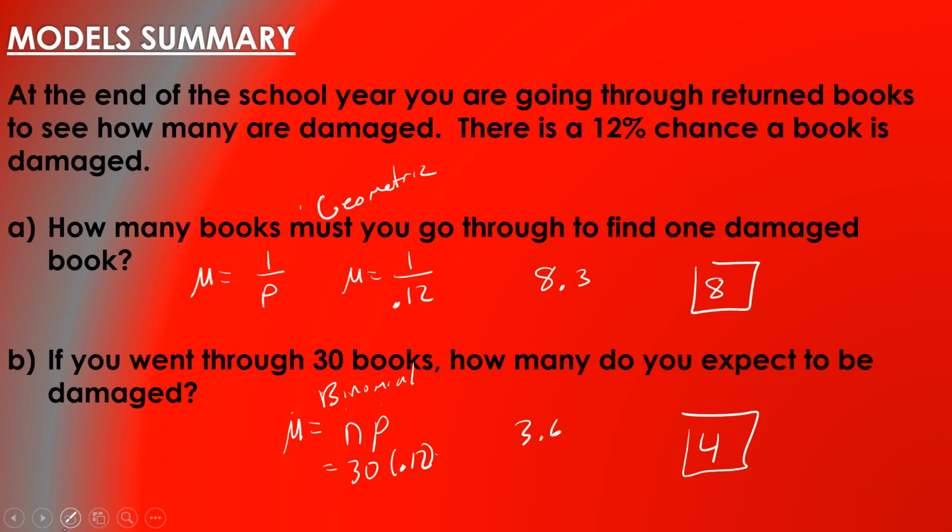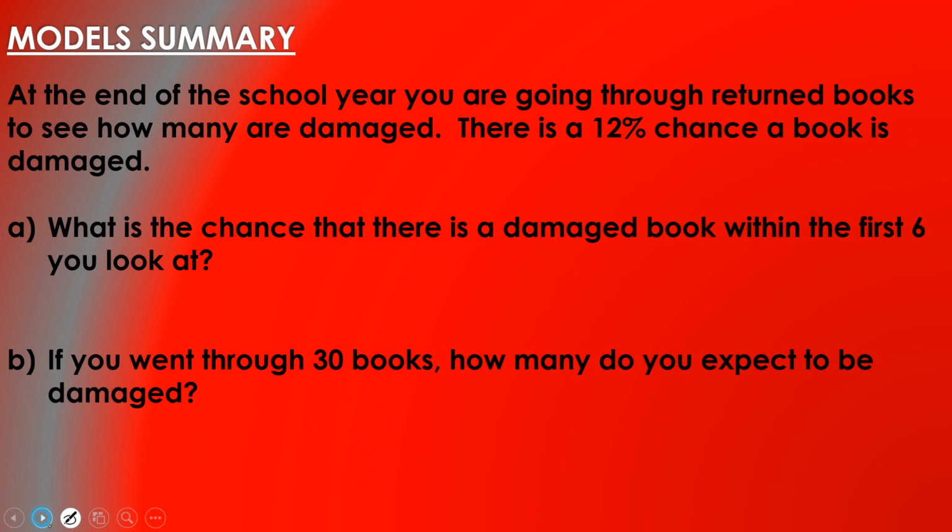Okay, let's take a look at another example, keeping these things straight. Same setup, talking about books in the year, no change. So this is our P, so our Q is going to be 0.88. So what is the chance that there is a damaged book within the first 6 that you look at? This is a geometric situation, because we have a certain number of tries and we want to know, what's the chance that we get a success within that. So that's geometric.